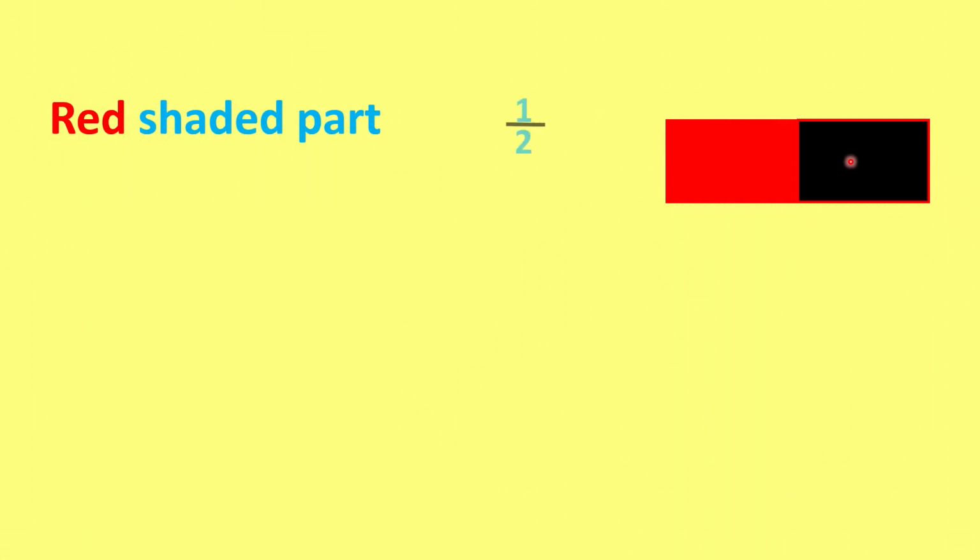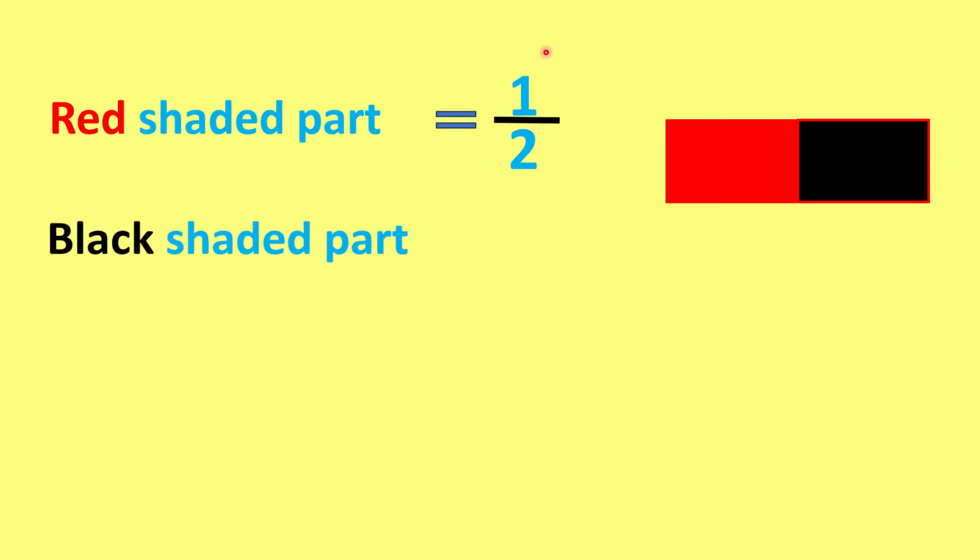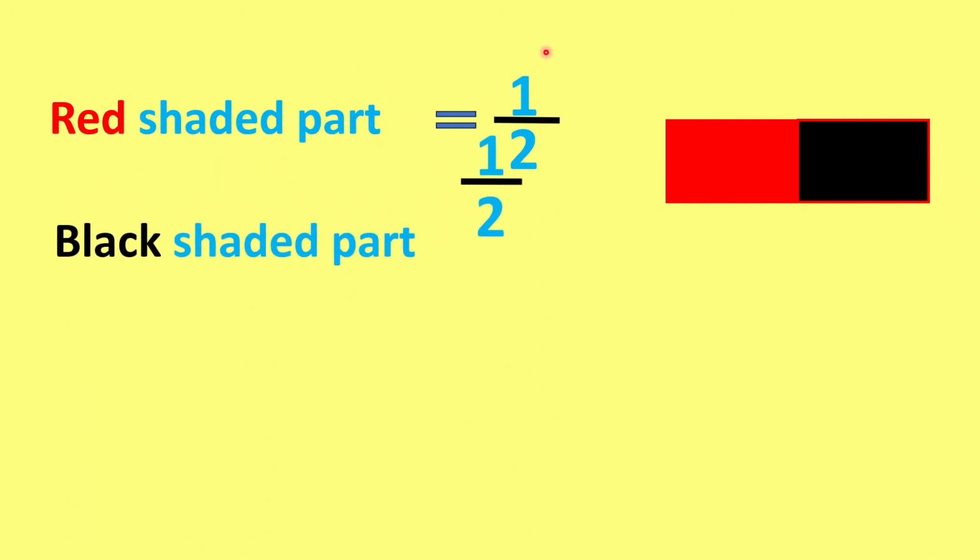Look here. The red shaded part is our half, bacha, which is represented like that. Okay. And don't forget to use the mathematical symbol which is equal. And look at the other one, the black shaded part, which is also a half of it. And don't forget to use the mathematical symbol again, like that.